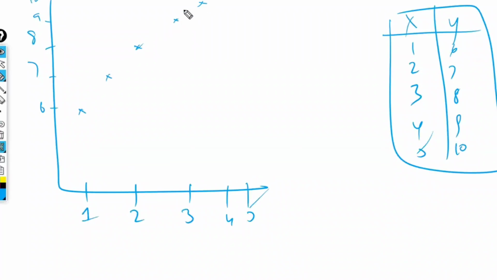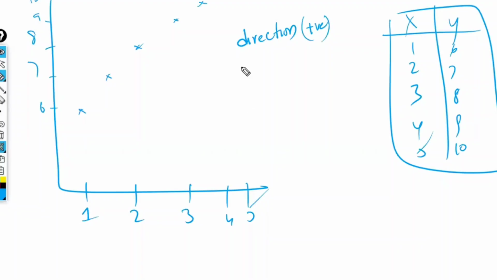This is called a scatter plot. Using just the x and y variable, I have made a basic scatter plot. From the scatter plot, I'm going to observe the direction. As x increases, is y increasing or decreasing? Increasing. This is the first one. First, I'm going to take the direction.